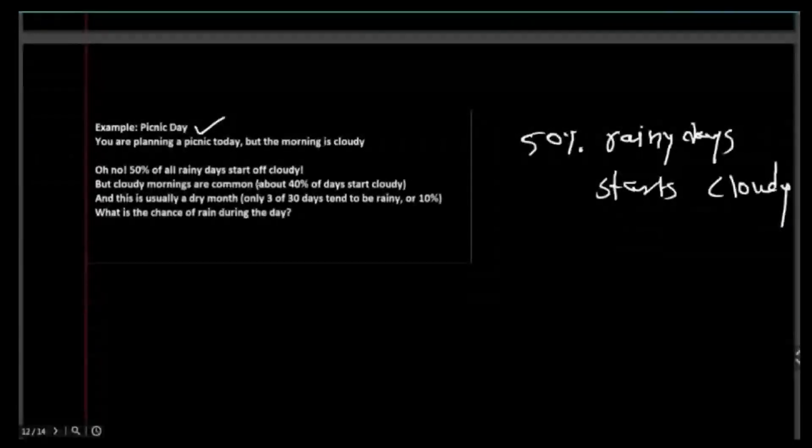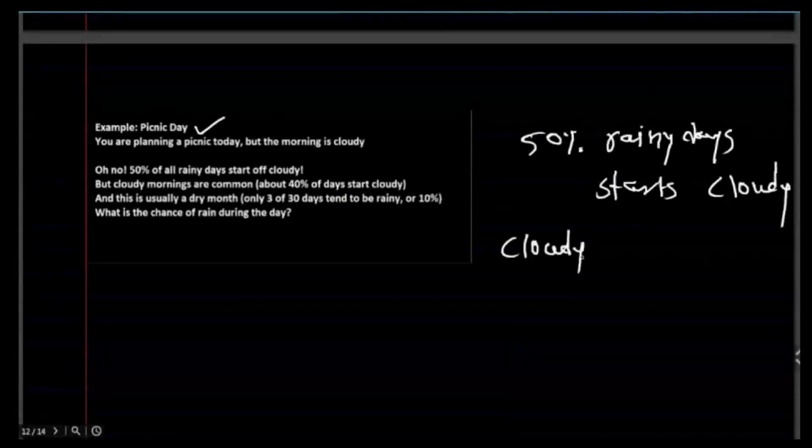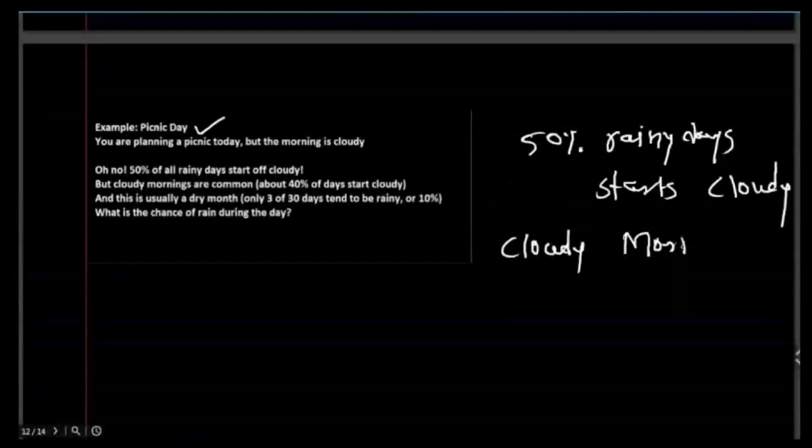But cloudy mornings are common. Cloudy mornings are common, that is 40% of days start cloudy. It is 40%.